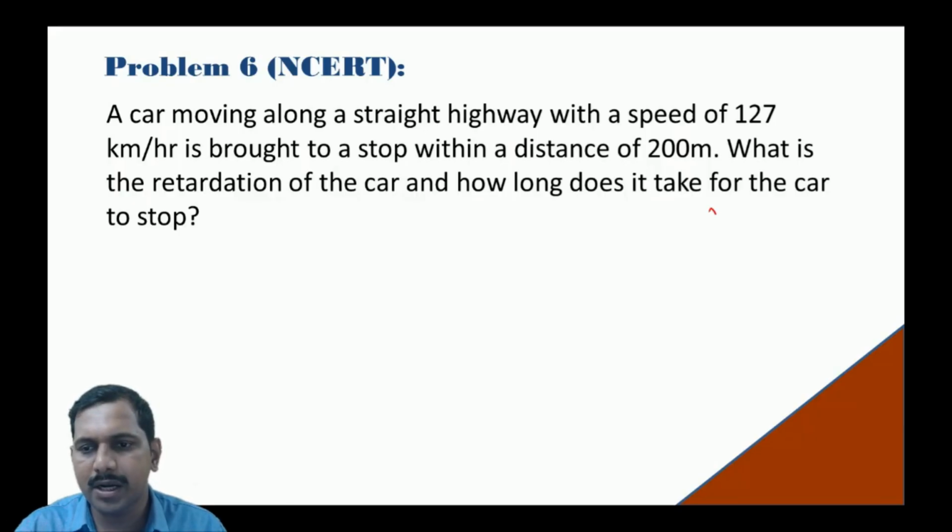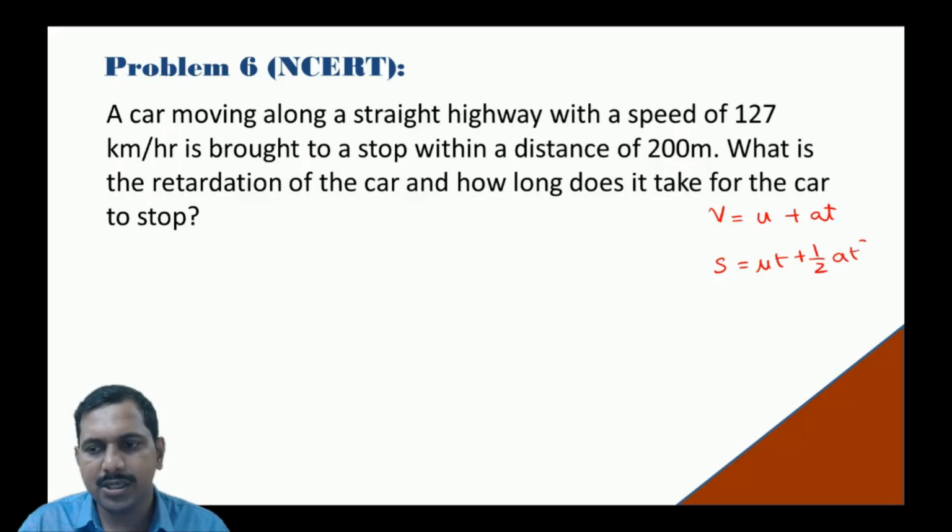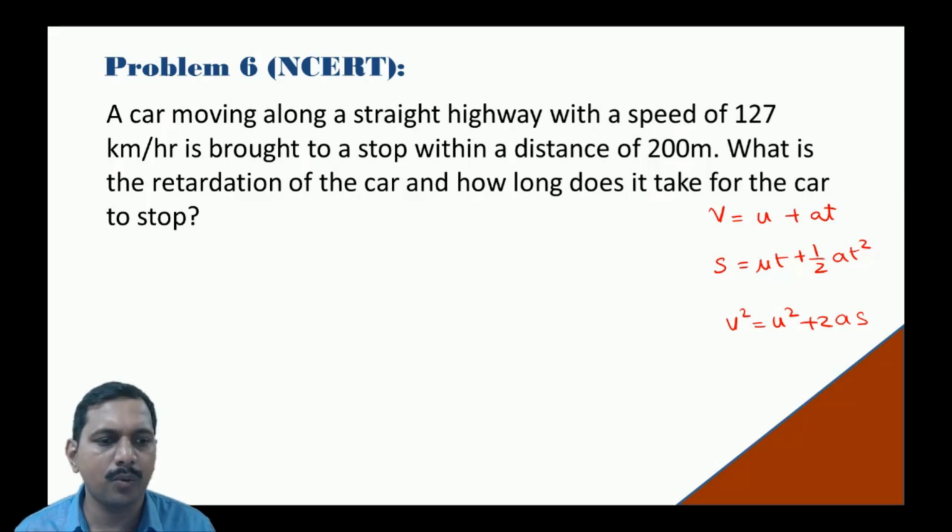As usual, we will write the three equations of kinematics. Okay. So another one is s equals ut plus half at square, and the one is v square equals u square plus 2as. This continuous repetition is very much required.